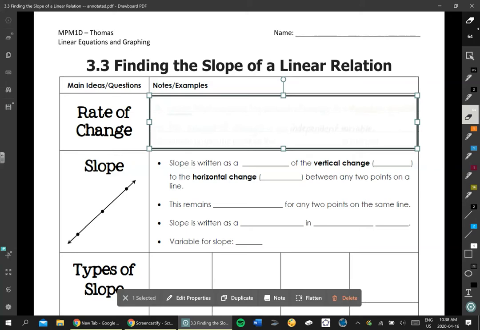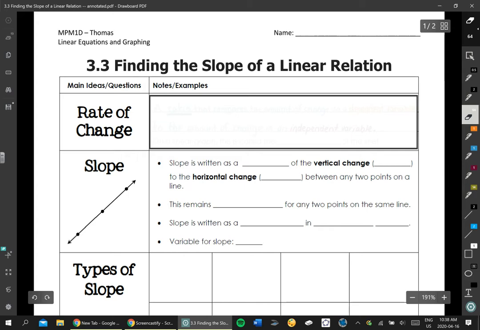Hi everyone. Today we're going to be doing lesson 3.3, which is finding the slope of a linear relation. Throughout today's lesson, you will learn what slope actually means. Another way that we talk about slope is sometimes we call it the rate of change of a linear relation. So if you hear the word slope or rate of change, they're referring to the same thing.